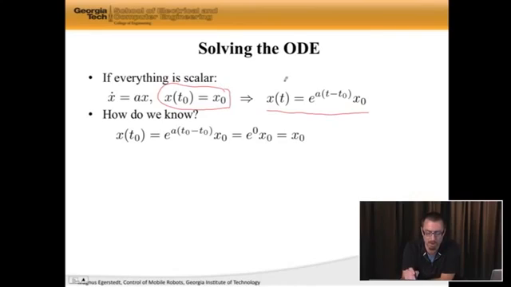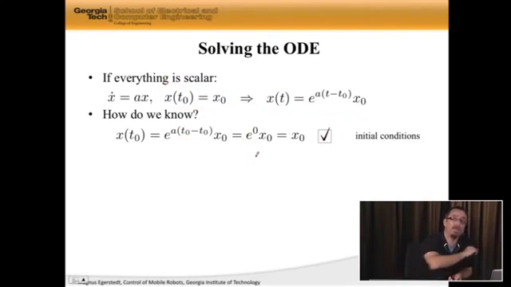So I'm simply going to plug in t naught here and see what I get. Well, if I do that, I get x of t naught is e to the a (t naught minus t naught) times x naught. Well, this thing is 0, right? So I get e to the power 0 times x naught, and e to the power 0 is always equal to 1. So the exponential evaluated at 0 is 1. So x of t naught is equal to x naught, which means that the initial condition is correct. So we're done with this.